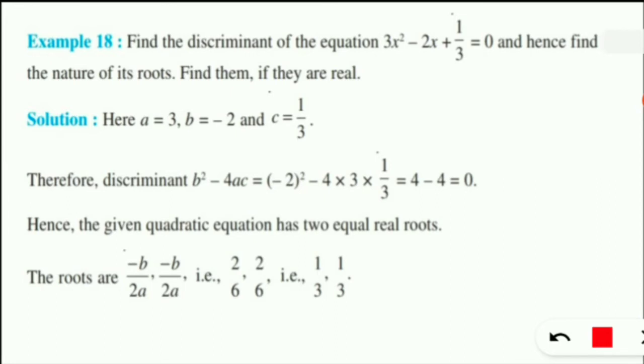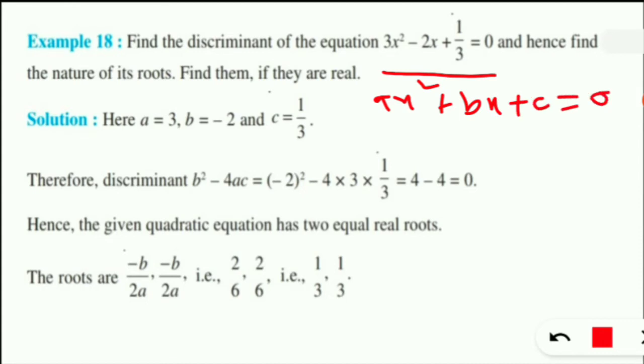Next example: find the discriminant of the equation 3x square minus 2x plus 1 by 3 equals 0, and hence find the nature of its roots, and find them if they are real. So this is the given quadratic equation, 3x square minus 2x plus 1 by 3 equals 0. This equation is of the form ax square plus bx plus c equals 0.